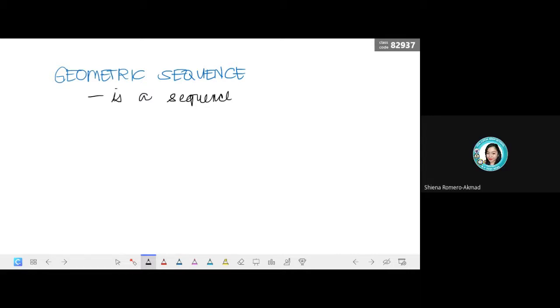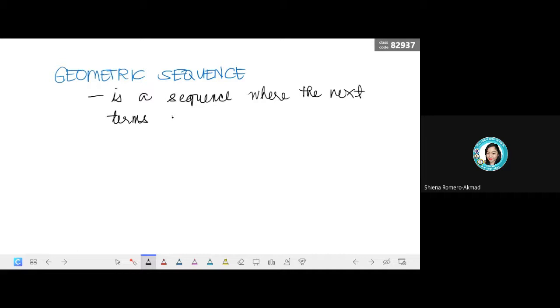What is a geometric sequence? Geometric sequence is a sequence of numbers in which the ratio between consecutive terms is constant. Opo, there is a ratio between terms. And how do we get the next terms? Paano natin nakukuha yung mga next terms? Yes, Regen? By multiplying po. Opo, ganun lang kadali.